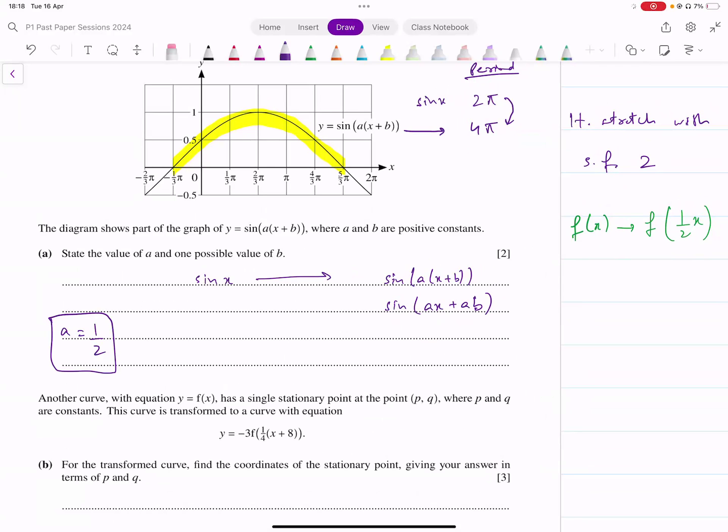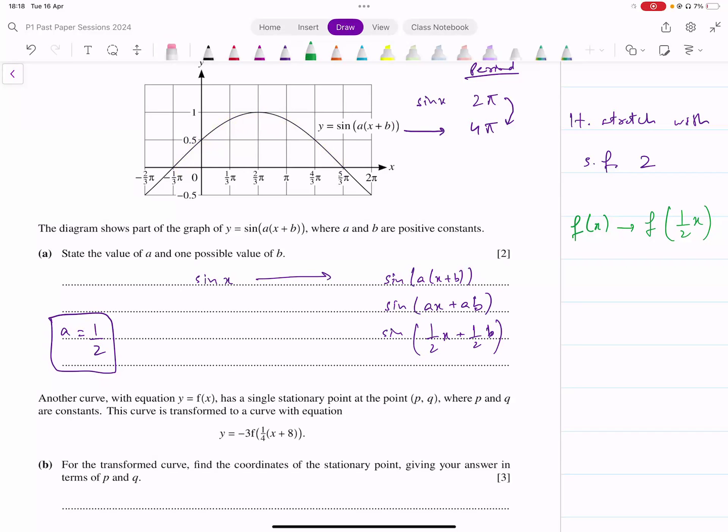So now we know that it looks like this. Sine of 1 over 2 x plus 1 over 2 times b. Does that make sense? The value of a has to be 1 over 2. Now the problem is, how do you find the value of b? How do you find the value of this b now? Now that's slightly more complicated.